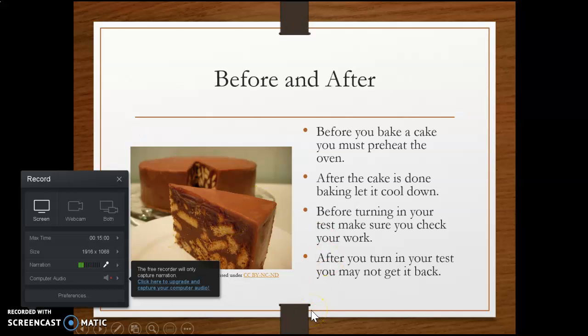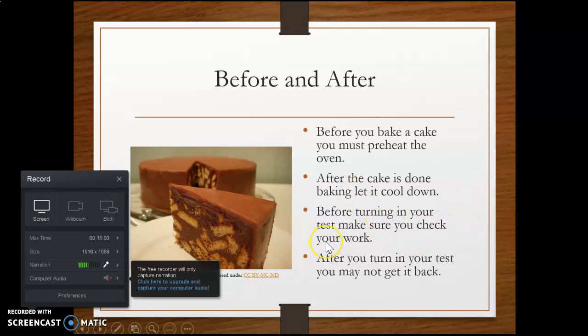Okay, let's talk more about before and after. So, before you bake a cake, you must preheat the oven. This means you must get the oven hot before you put the cake in. After the cake is done, let it cool down. Now the cake is completed, it needs to become cool.